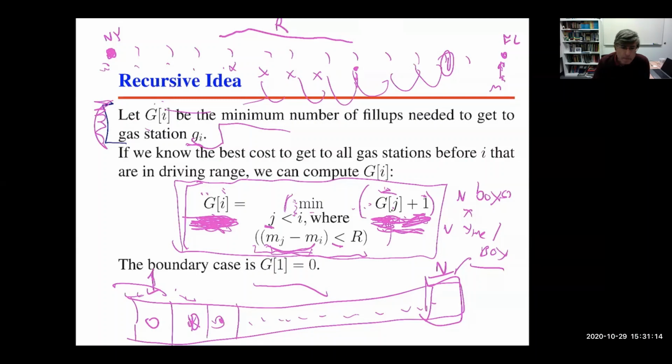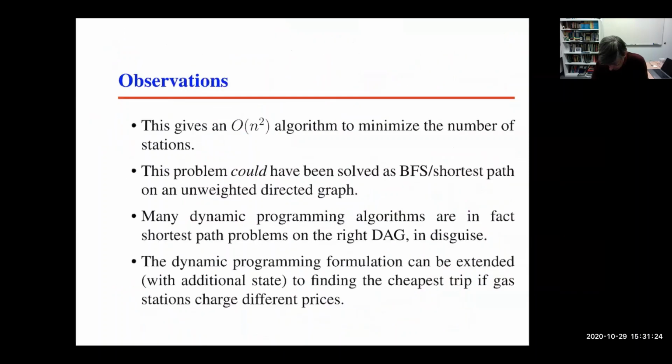Okay, let's try one more of these things. What are the observations? Let's just remind ourselves, it's an n squared algorithm. We could have done it by BFS. This is sort of like a shortest path problem. In fact, it's a shortest path on an unweighted graph. And that's true for a lot of dynamic programming.